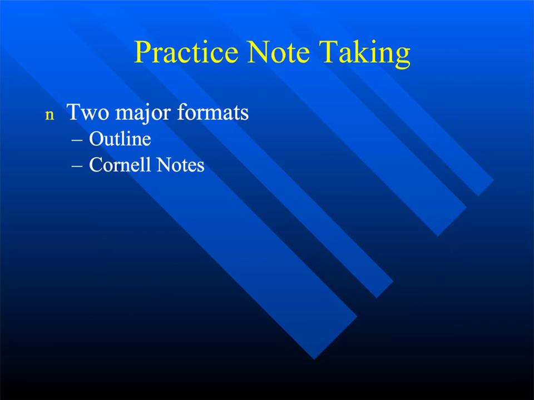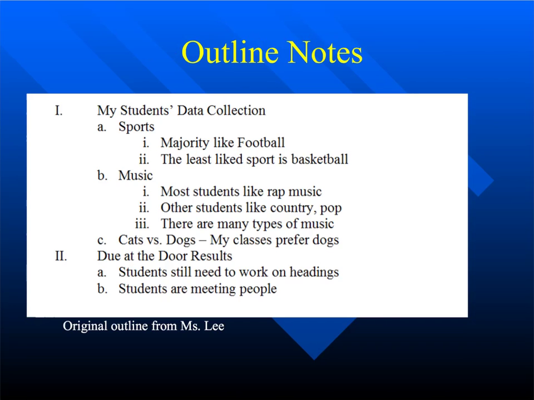So, just a quick overview I wanted to talk about. There are two major formats for note-taking: outline, which would be kind of your bullet points, and Cornell notes, which is the kind that we're going to emphasize and hope that you'll take in this class. So what's an example of outline? Outline alternates letters and numbers to show points.